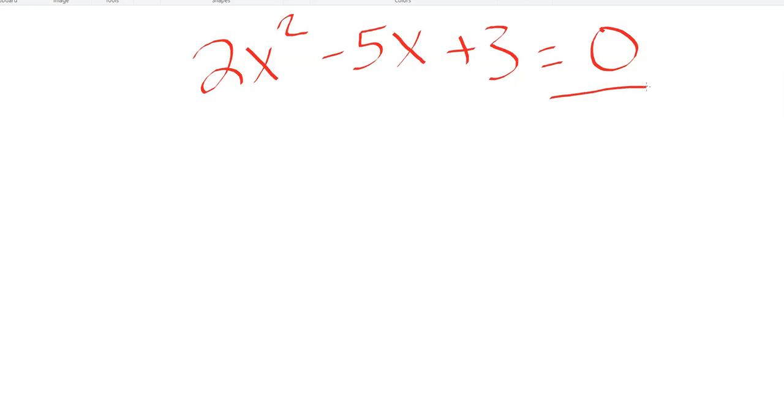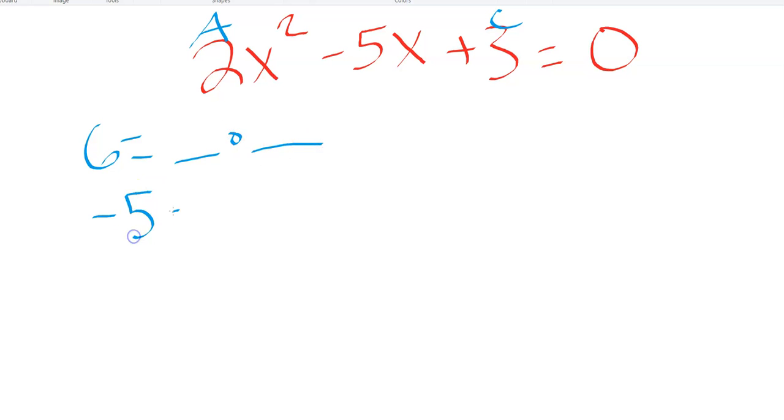So if I had 2x squared minus 5x plus 3, and you see that equals 0 at the end, that's the clue that I'm going to be solving by factoring and not just factoring. Okay, this little equals 0 over here. So I'm going to factor this using the AC method. A times C in this case gives me 6. So factors of 6 that add to negative 5. I'm just going to figure out what those factors are.